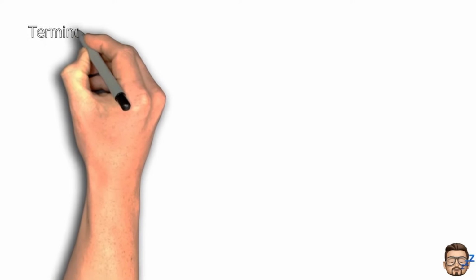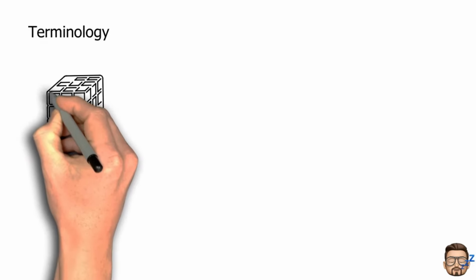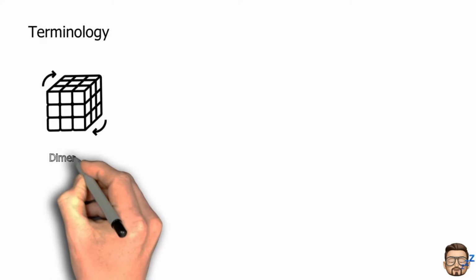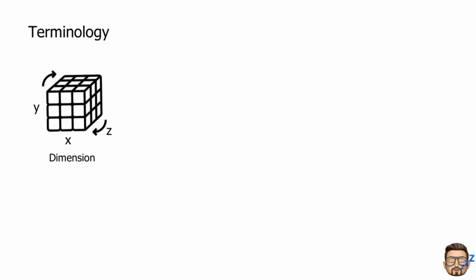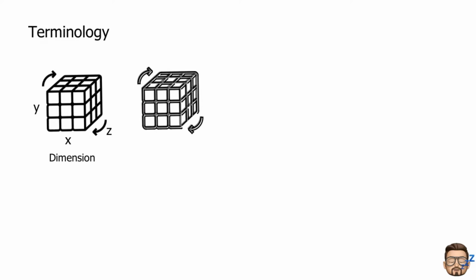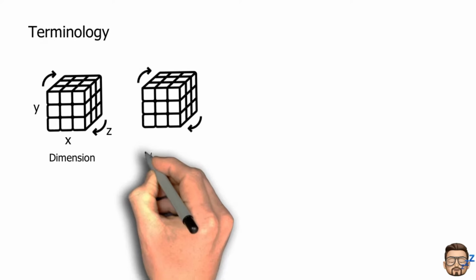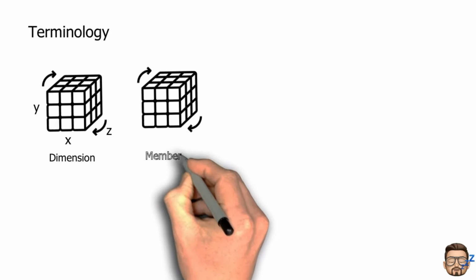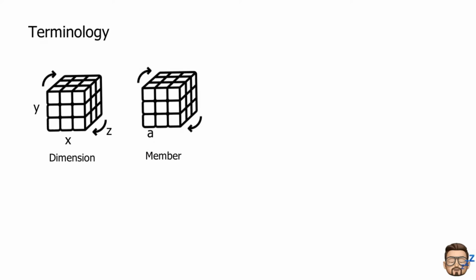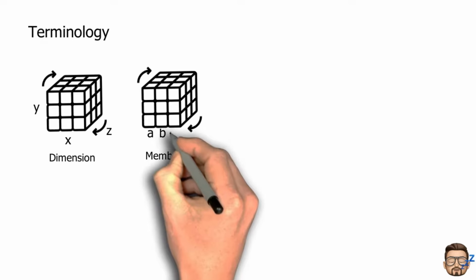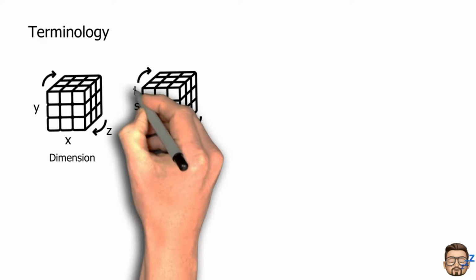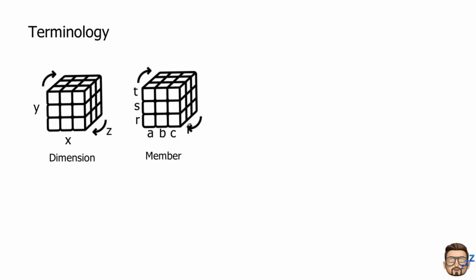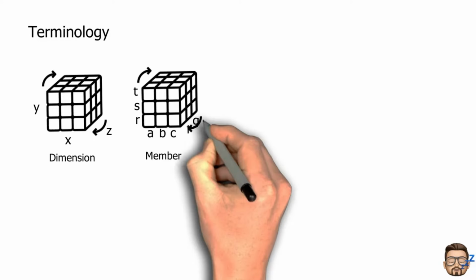Let's take a look at the terminology of a data cube. For each data cube, there are three dimensions: X, Y, and Z. Simply, we can say a dimension is a subject label for a row or column. Each dimension consists of members. A member is a value of the dimension. In this example, the members of dimension X are A, B, and C. The members of dimension Y are R, S, and T. And the members of dimension Z are F, G, and H.